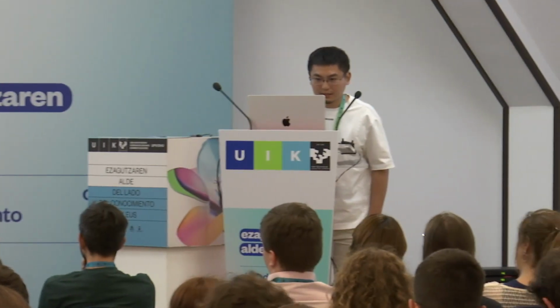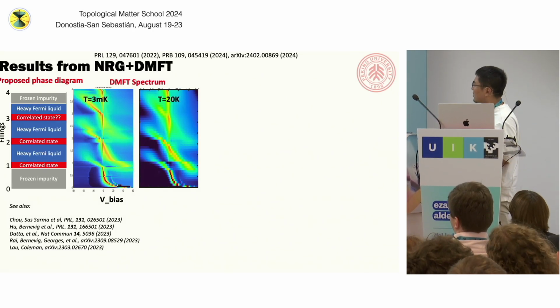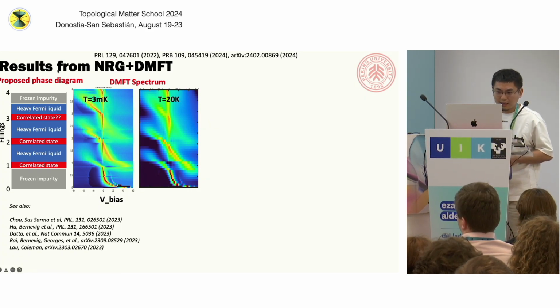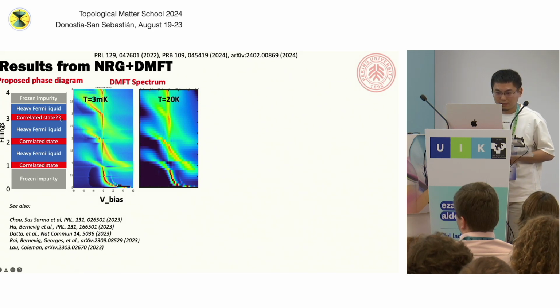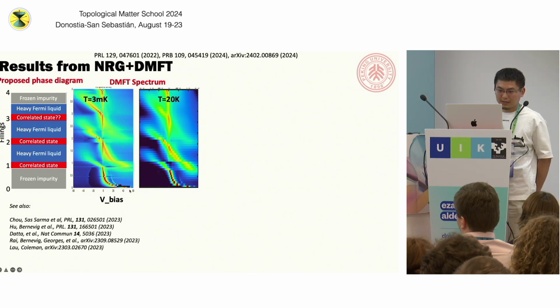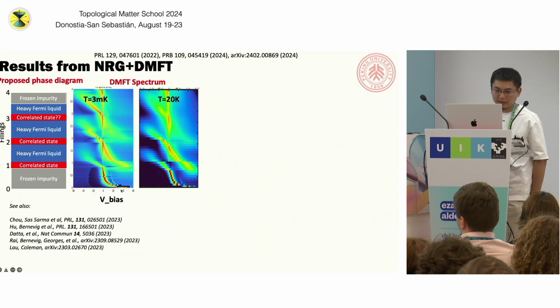Okay, so let me quickly explain what we obtain for the correlated physics. We ran DMFT plus NRG calculations for this system, and here is the spectral function we obtained. It mimics the STM spectrum. The horizontal axis is the bias voltage, and the vertical axis is the gate or the doping. We can see that as we dope this system, some Hubbard bands fall down from high energy to zero energy.